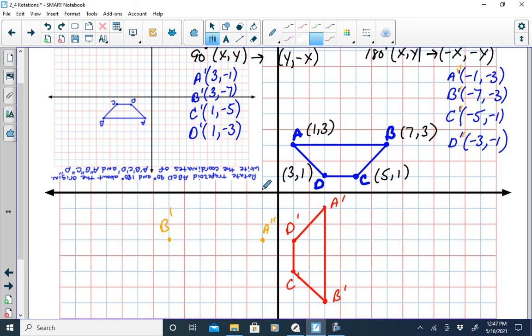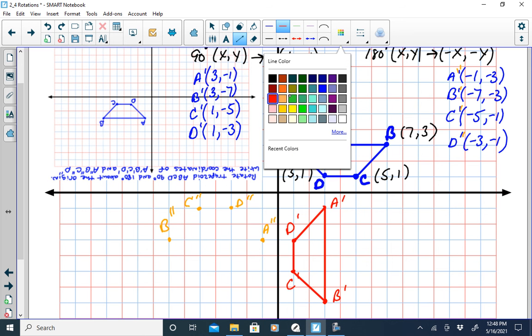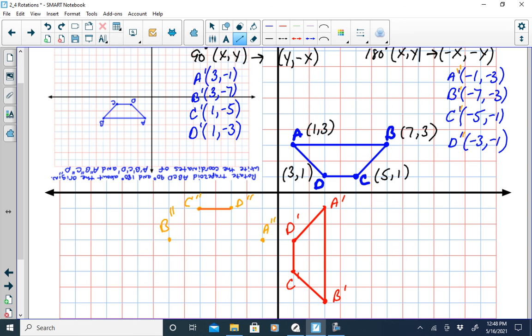Negative 5 and negative 1. There's your C double prime. And then your D double prime is negative 3, negative 1. There's your D double prime. Let's connect those lines. I need an orange. So let's get orange here. We'll use that. Okay, so we've got here, here, here, and here. Does that look like the figure?